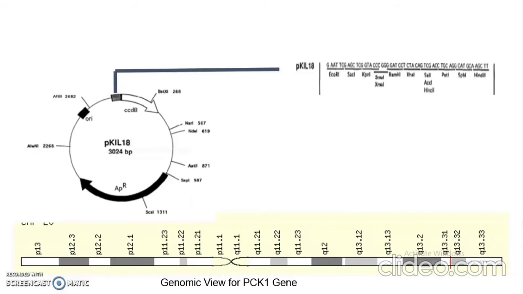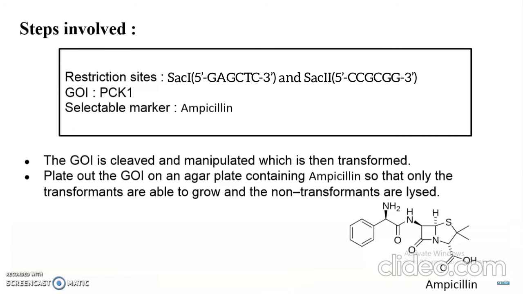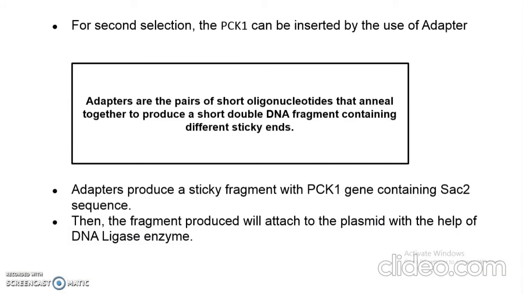In our case, SacI and SacII are the restriction sites. GOI is cleaved as mentioned in the above slide and manipulated. Here, ampicillin acts as a selectable marker. Since our plasmid possesses only one of the restriction sites, the other restriction site is added as an adaptor molecule. Adapters are a pair of short nucleotides that anneal together to produce a short double-stranded DNA fragment containing different sticky ends. Then the fragments produced are attached to the plasmid with the help of a DNA ligase enzyme.